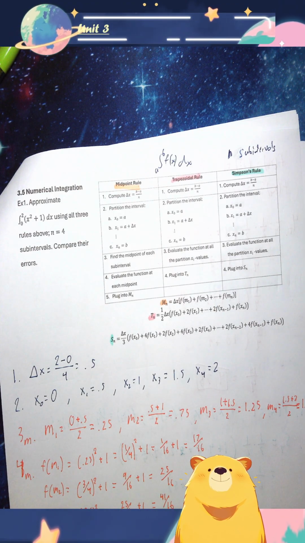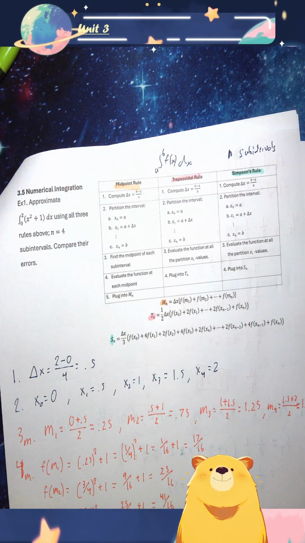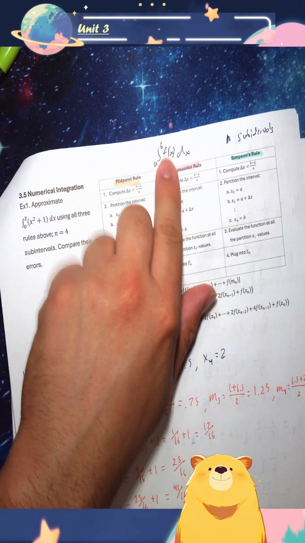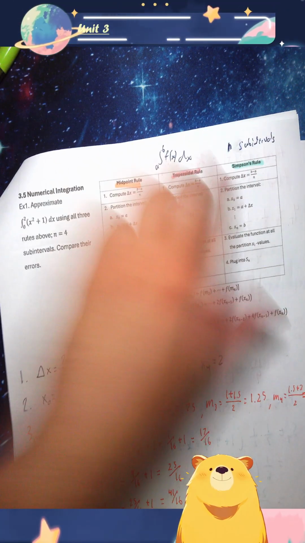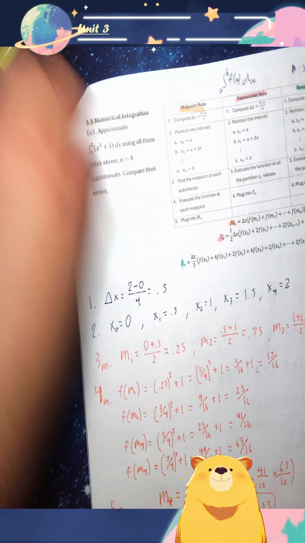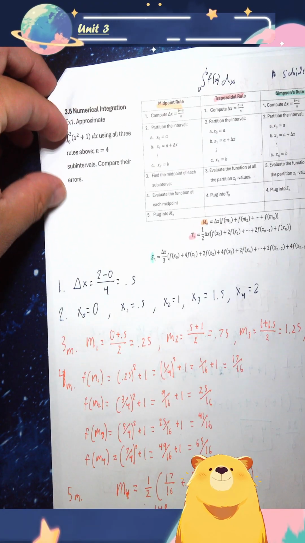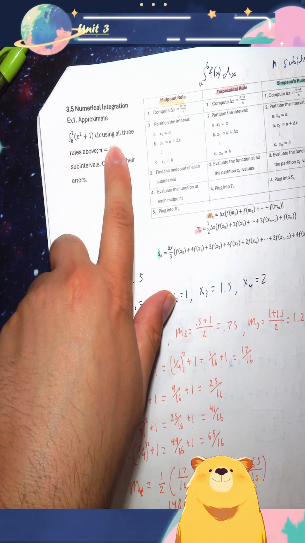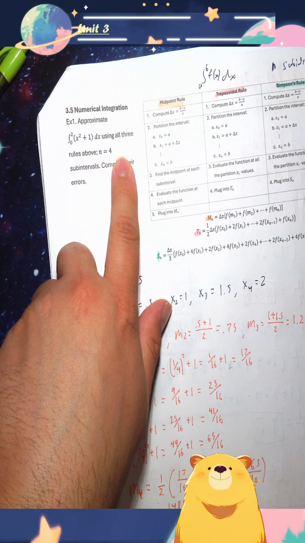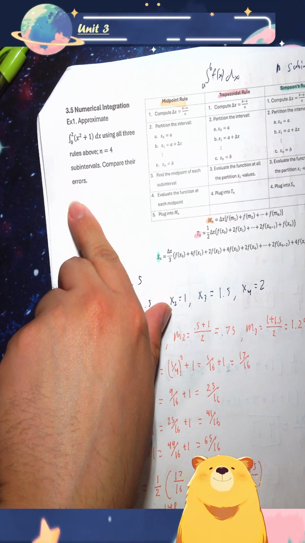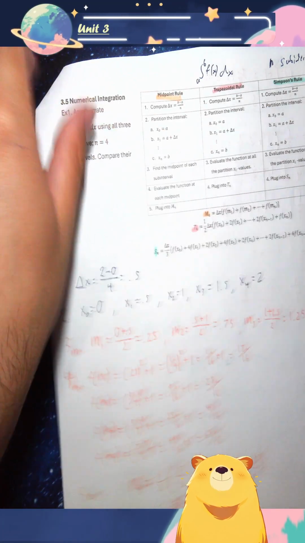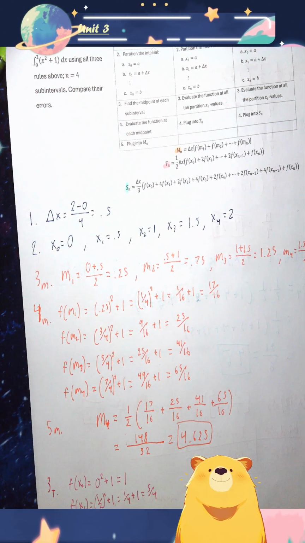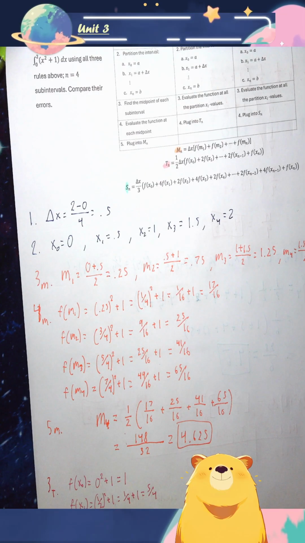All right, so let me write the notation: the integral of f of x dx. Let's go ahead and start off with number one. Number one for all of these will be the same. Question: approximate this integral using all three rules, with n equal to 4 subintervals, and compare their errors. That means at one point we're going to have to do the integral itself as well. I guess we'll save that one to the very end. Let's go ahead and do this one.